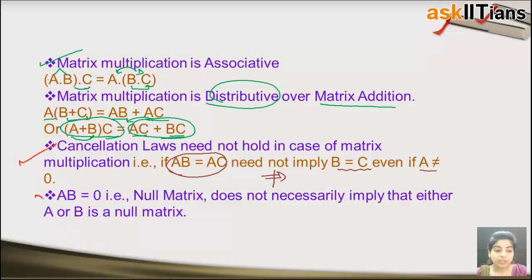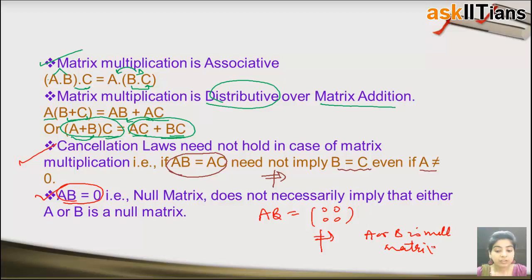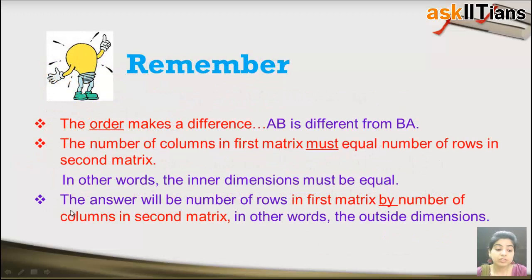Okay, the last property is if AB is equal to 0, that is if we have the product of two matrices as the 0 matrix, that need not imply that A or B is a null matrix. It is quite possible to have the product of two matrices to be a null matrix, although none of them was null, right? So that was it.